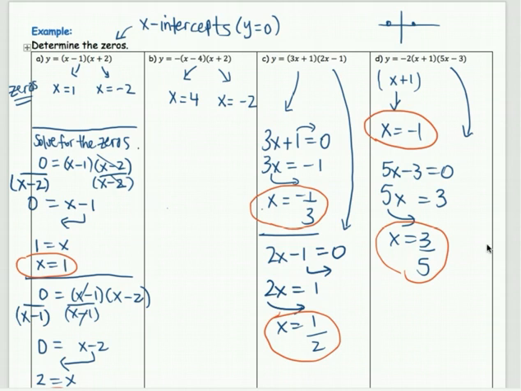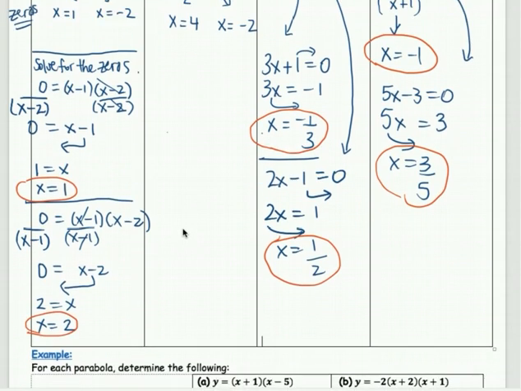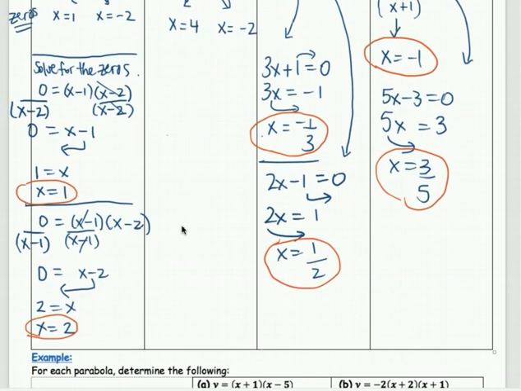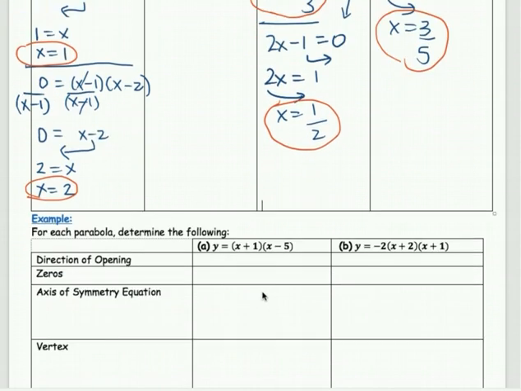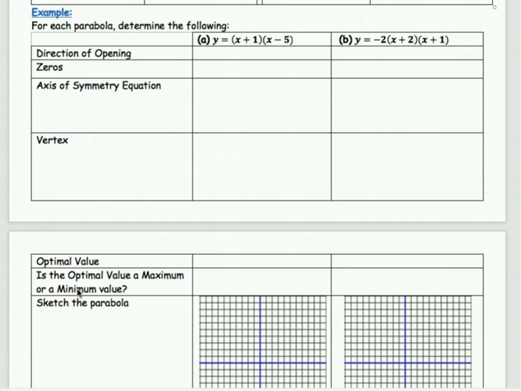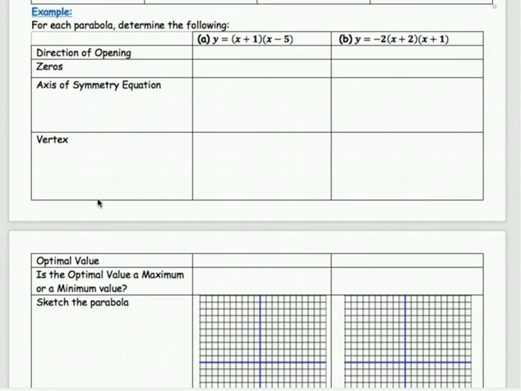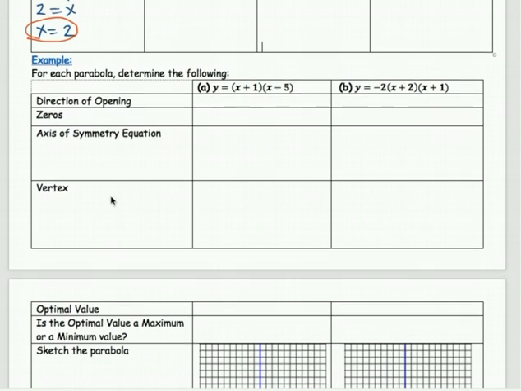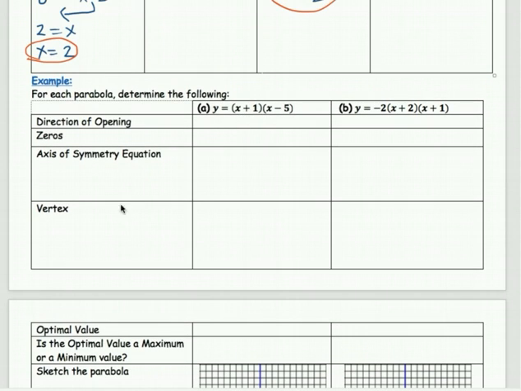All right, so now that you hopefully are comfortable finding the zeros, I want you now to find out some more information about the factored form. If I give you the equation here, you should be able to determine all of the stuff that you've been doing before, like which way does it open, what's the axis of symmetry equation, what's the vertex, etc. And I want you to be able to do this without actually graphing it. So you should be able to look at the equation here and determine all this information without graphing it in Desmos first. So go through, fill it out, and then use Desmos to double check your work.